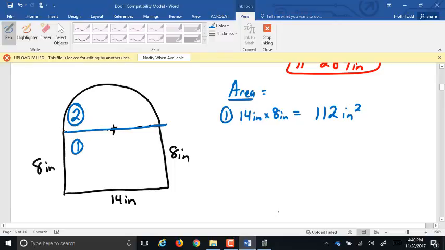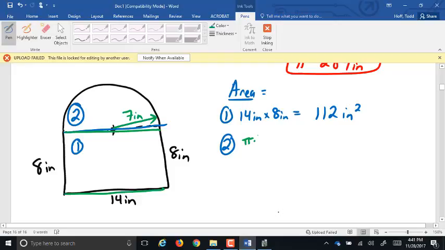Piece 2 is a half circle. So to do that, the first thing I need is the radius of that circle. What's that radius going to be? 7 inches. Very good. 14 inches across here means it's 14 inches across there. So the diameter is 14 inches, giving us a radius of 7 inches.